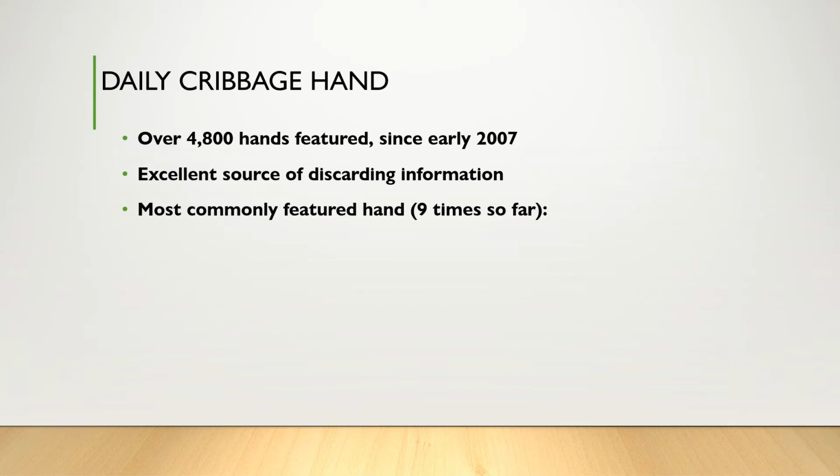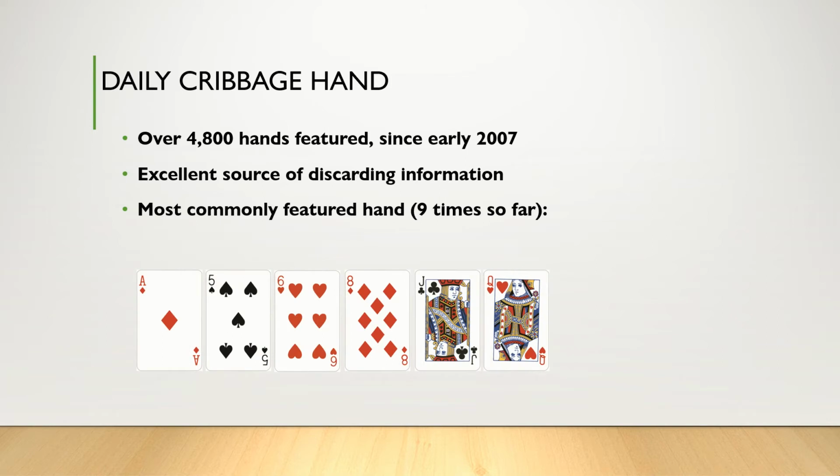This site is also a treasure trove of good discarding data. I've gone back and looked at every single hand featured. I've tracked all of this data, and to date there have been a number of hands that have been featured more than once. There's one hand in particular that has been featured more times than any other hand, 9 times so far, and that hand is this one, Ace 5, 6, 8, Jack Queen. And these are the 9 dates this hand has been featured. I'll provide links in the comments just in case you want to dive a bit deeper.